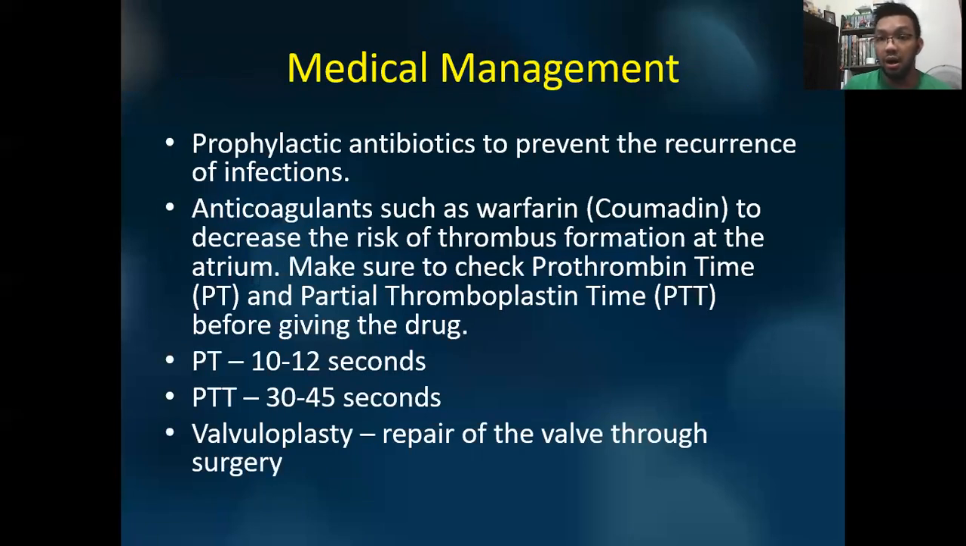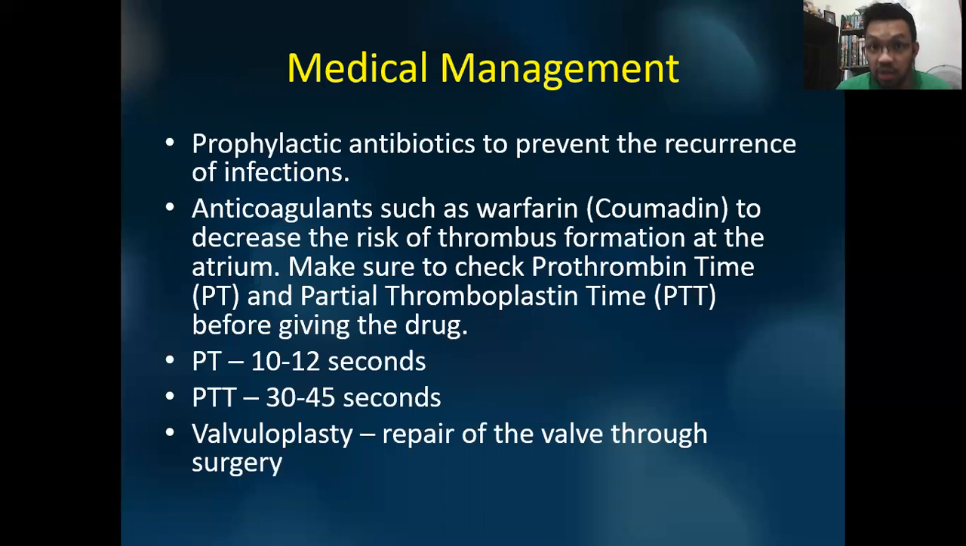So how are we going to manage this? Prophylactic antibiotics are used to prevent the recurrence of infections, and also anticoagulants such as warfarin or Coumadin to decrease the risk of thrombus formation, because thrombus formation is imminent in this disease, most especially at the atrium, since there's an increased pressure of blood there.